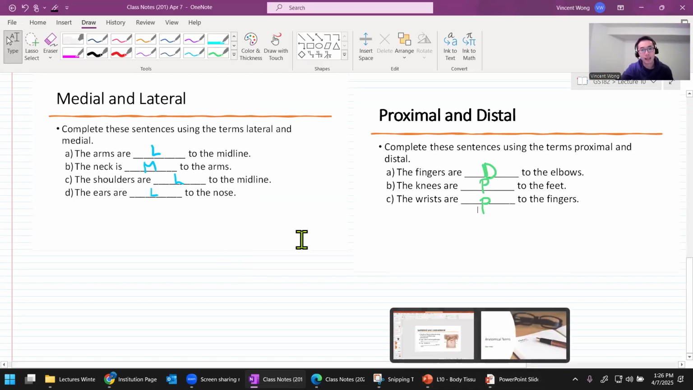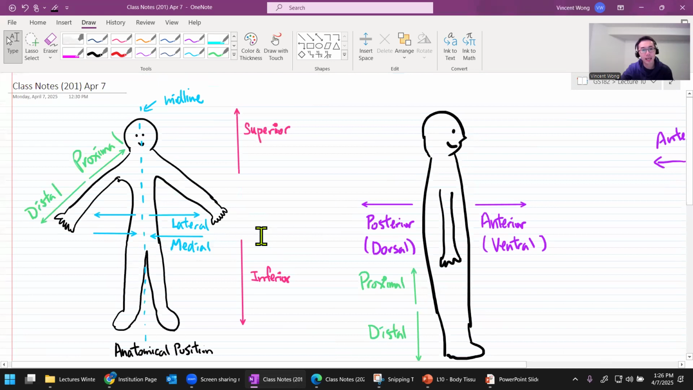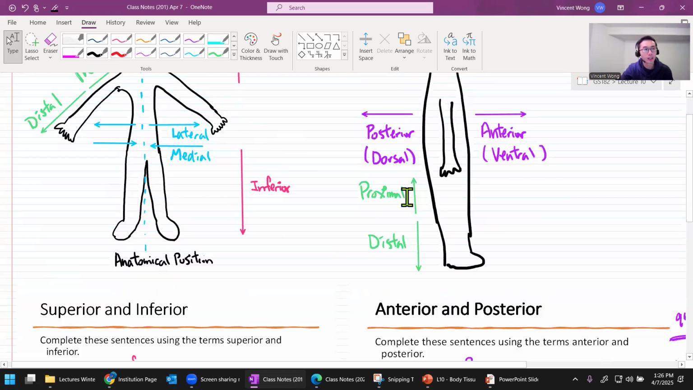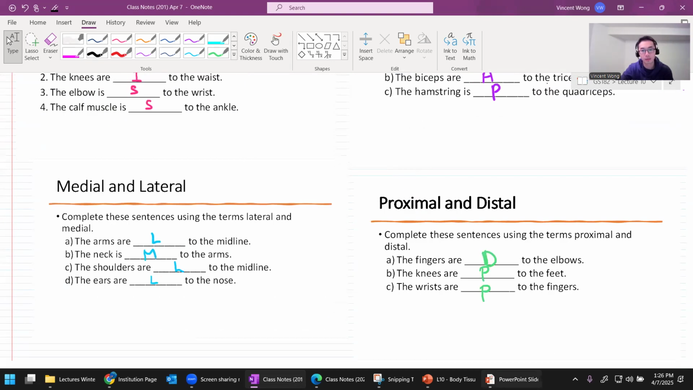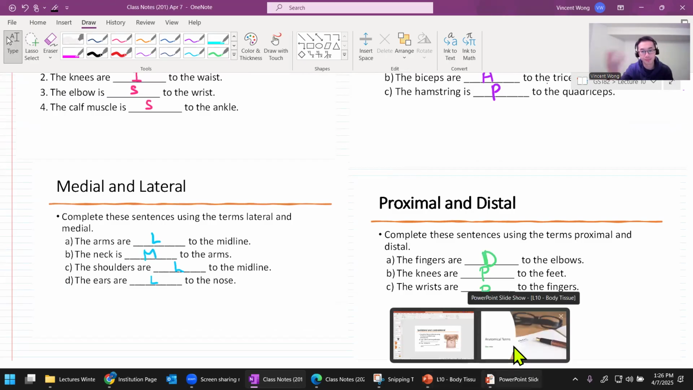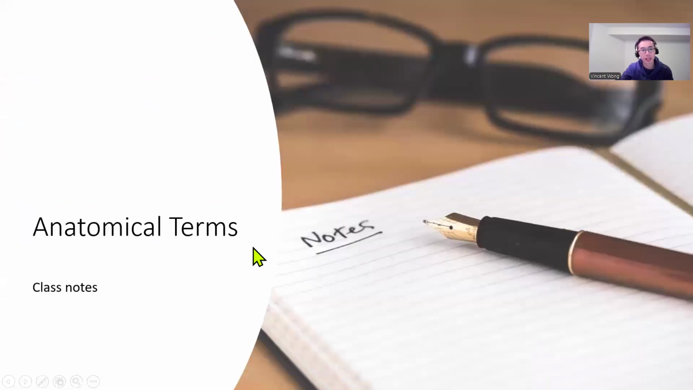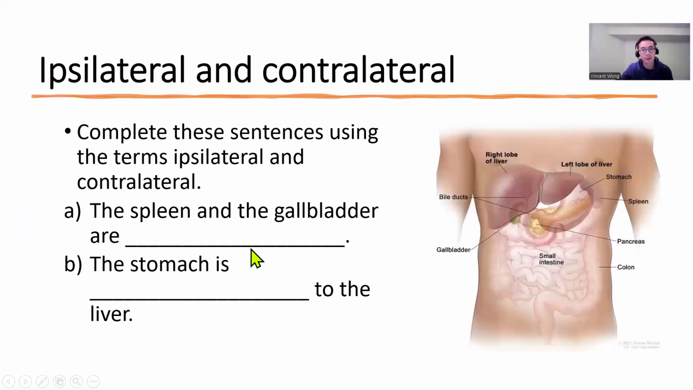Okay, so these are all of it. I can't really draw the other ones. The other ones are hard to depict on a picture. But let's go through the PowerPoint slides and I'll show you.